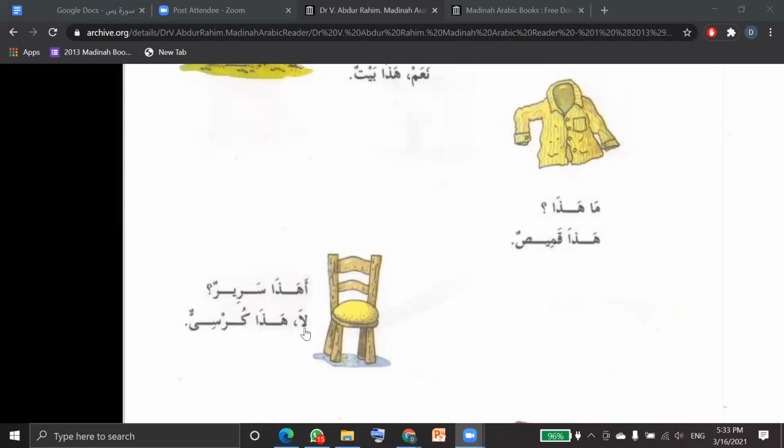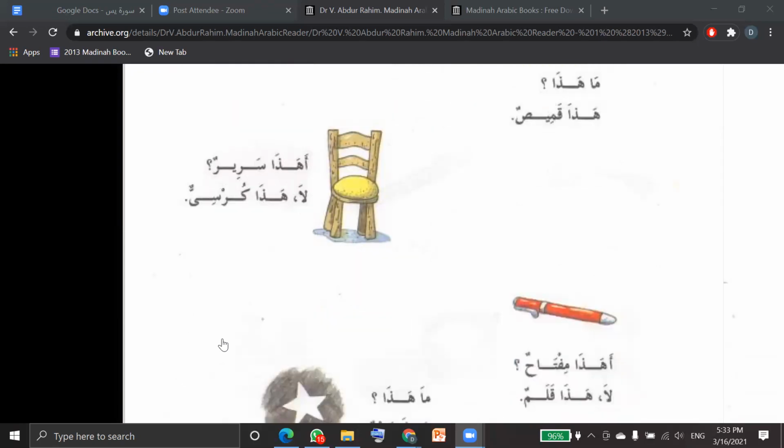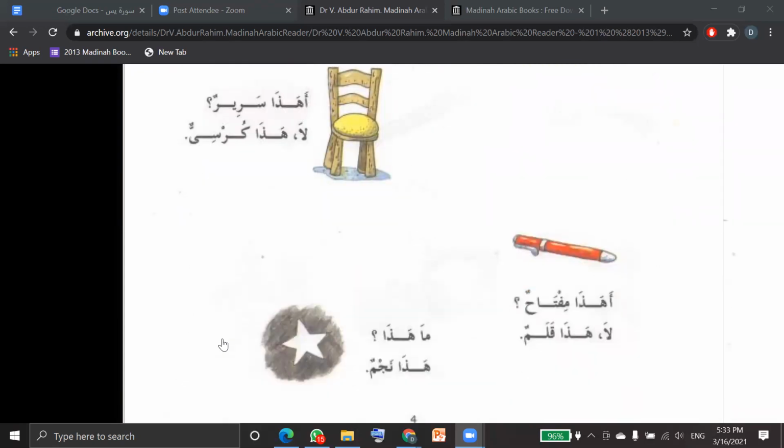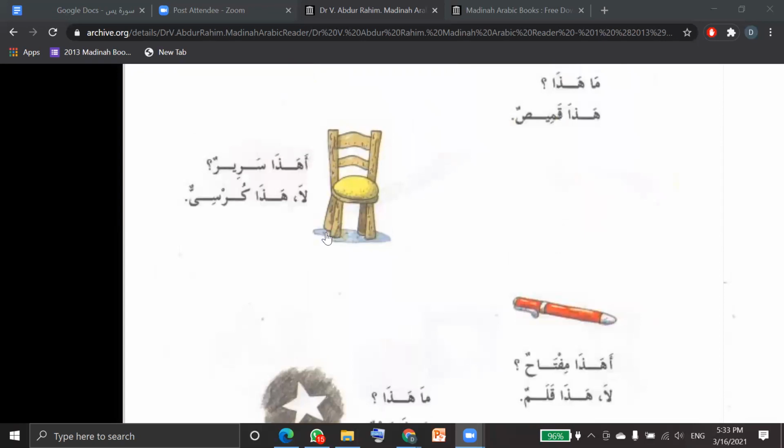La, no. This is a chair. No, this is a chair. You have to pause over here when a comma is there. Oh, there's a comma. In Quran Arabic you don't see it over here because you are just learning the first lesson. So the comma is there to tell you that you have to take a pause here. La haza kursiyun. No, this is a chair.